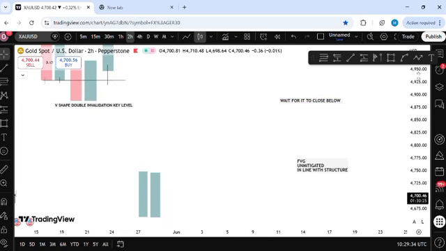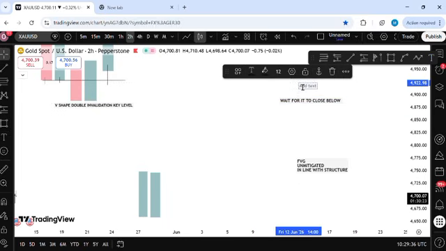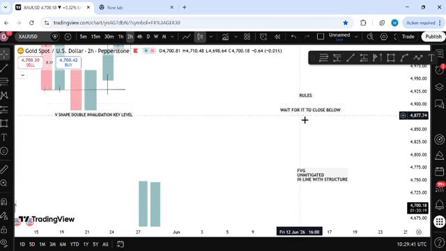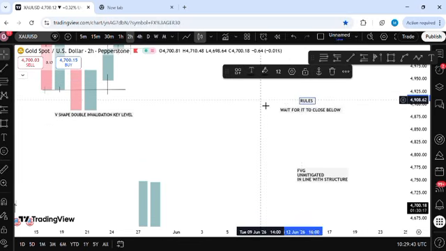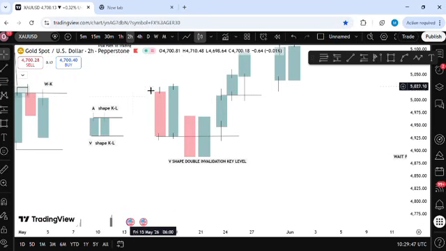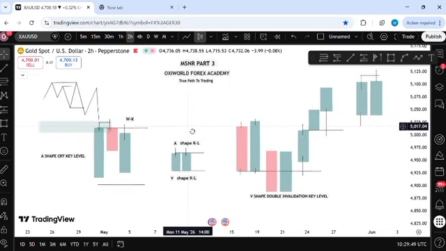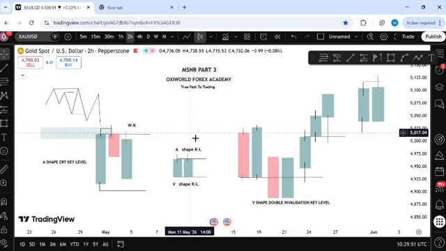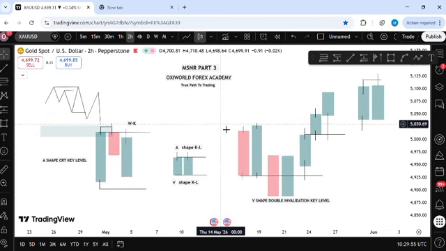Alright, these are the rules to follow. Let me label it. Rules. Number 1, wait for it to close below or above. Alright, below or above. Then after that, what do you do? We have time frames that we follow. If for example we are using the weekly time frame, which time frame are you going to move down to after market has tapped into your weekly key level? It's just simple. It's simply what? A time frame lower, which is what?